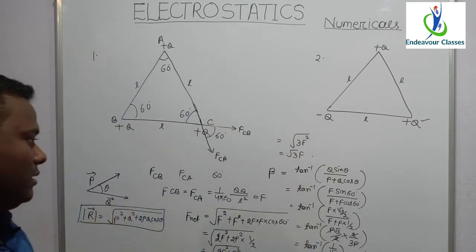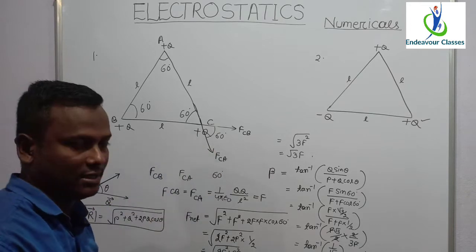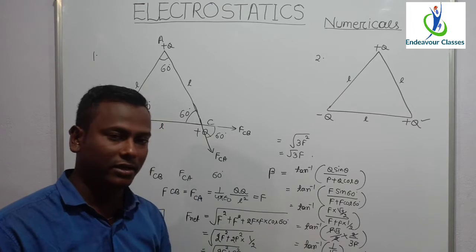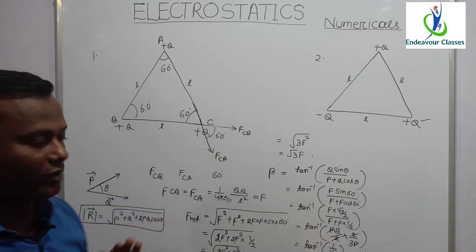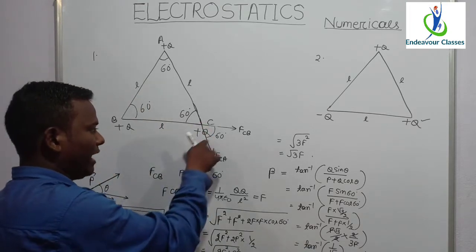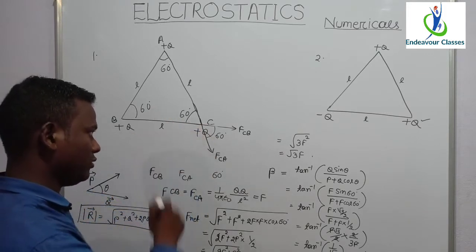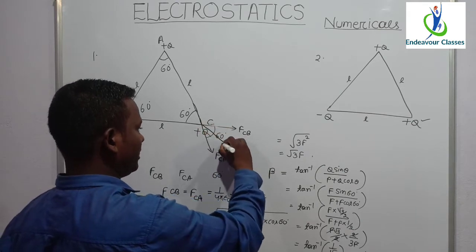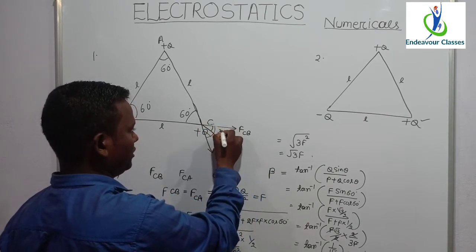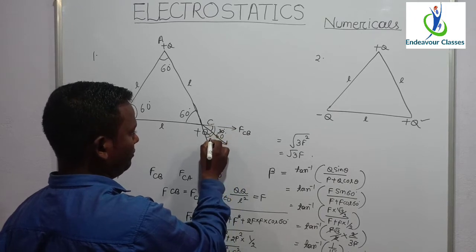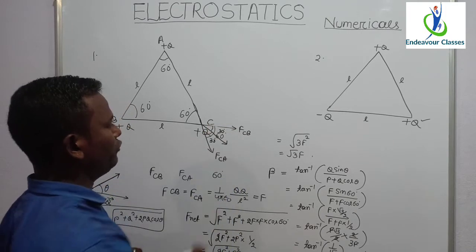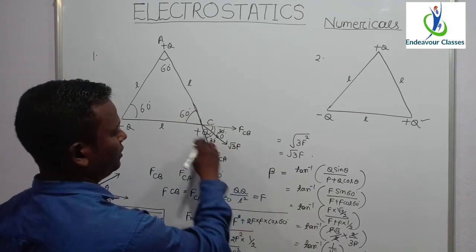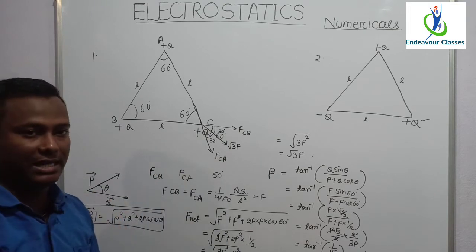So we found out that the resultant of these two forces, the magnitude will be root 3F and the direction will be 30 degree with any of the vectors. So the magnitude of the net force acting on this plus Q will be root 3F, and it will go making an angle 30 degree with each of the vectors. So that means it will exactly go in the midline or in the midway between FCA and FCB. So it will be root 3F along the midline of FCB and FCA.